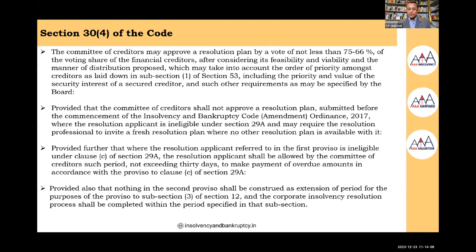Section 30 subsection 4 gives power to the committee of creditors, and the committee of creditors may, which means should, consider the order of priority, value of security, and the priority of charges of each secured creditor, and not be restricted to the financial creditors.